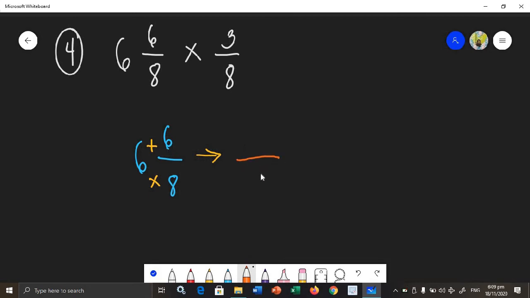Yung denominator ng bagong fraction mo is the same as the mixed number. So you just need to compute for the numerator. So 8 times 6, that is 48, okay? Plus 6, that is 54. So ang nangyari lang po dyan is ganito, 8 times 6 plus 6. And then, you will come up with 8 times 6, that is 48, plus 6, that is 54/8. So, this given will become like this.